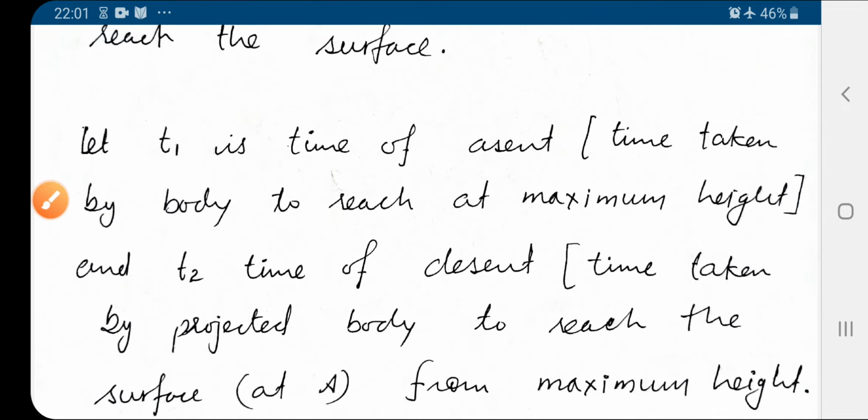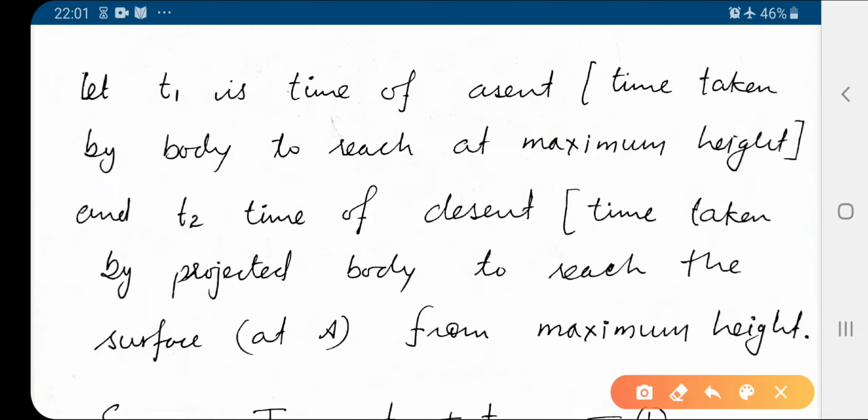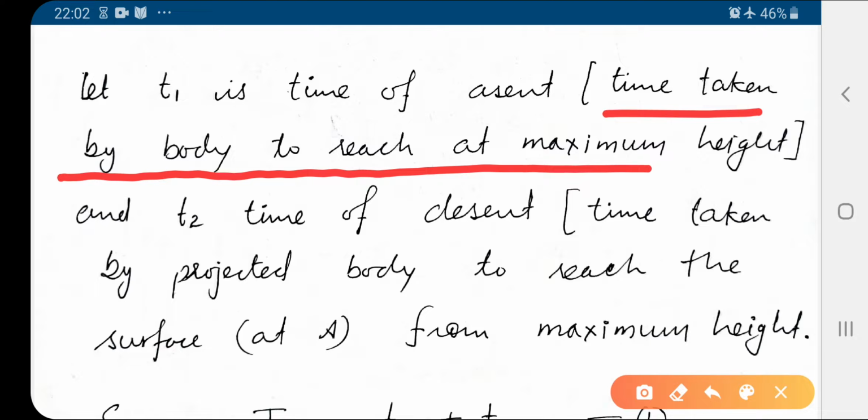Now let small t1 be the time of ascent. What is time of ascent? Time of ascent is the time taken by the body to reach at maximum height from the point of projection. The time taken from O to the maximum height, that is time of ascent, denoted by t1.